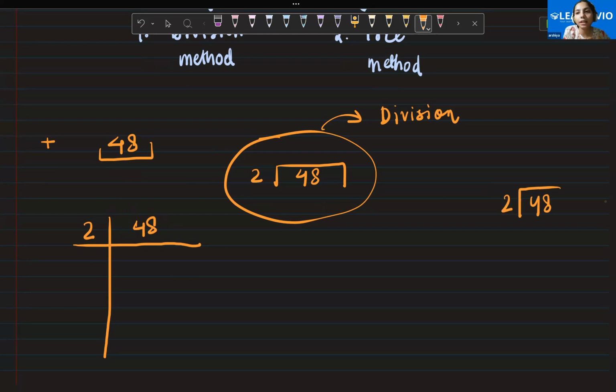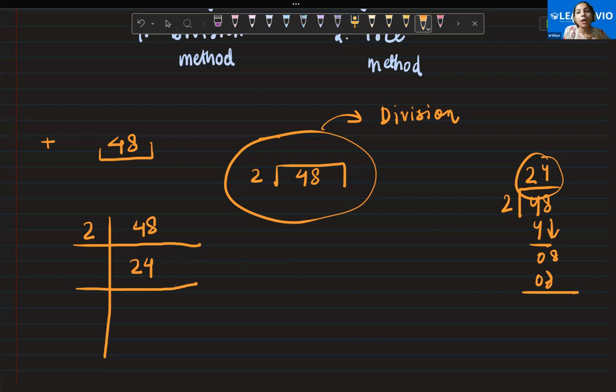You can do this on the side in the rough column. So 2 twos are 4 and 8 will be here. So 2 fours are 8. So on dividing, I got 24. So the question that I have, I will write it here. Okay. Till here, is it clear? I'll explain it again. Don't worry. Okay. Now, after 24, we will keep on dividing until we get 1. Okay, we want to get 1 at the end.